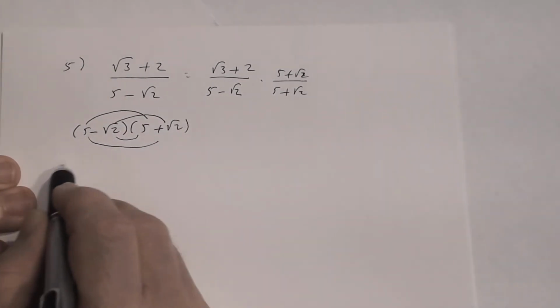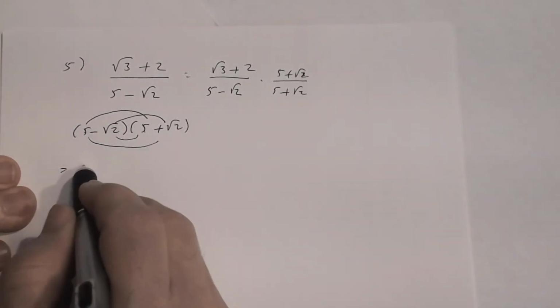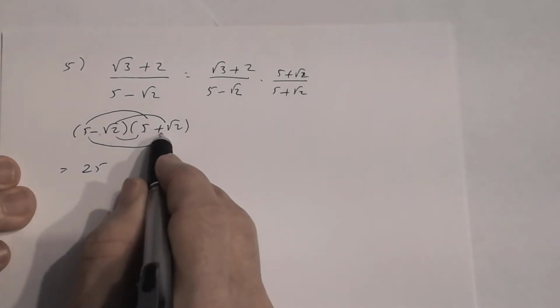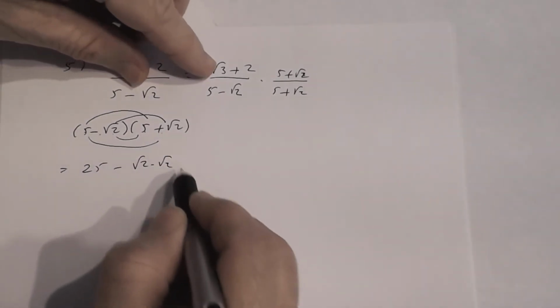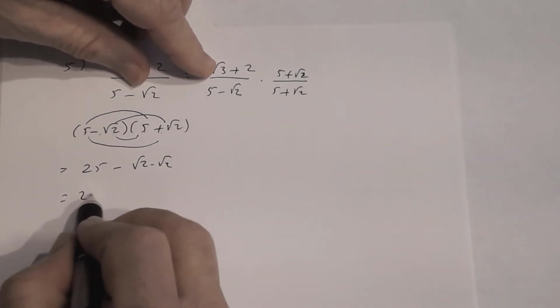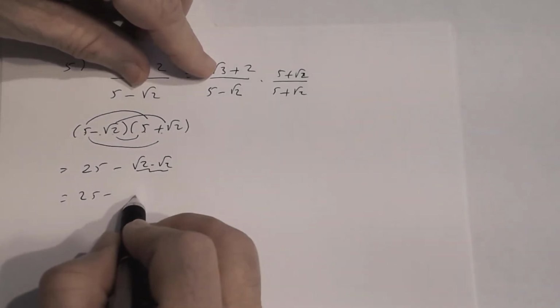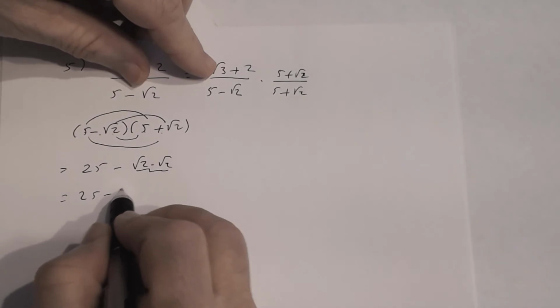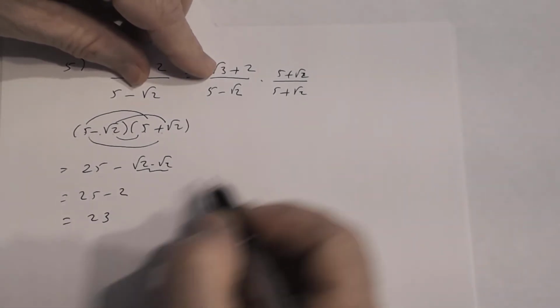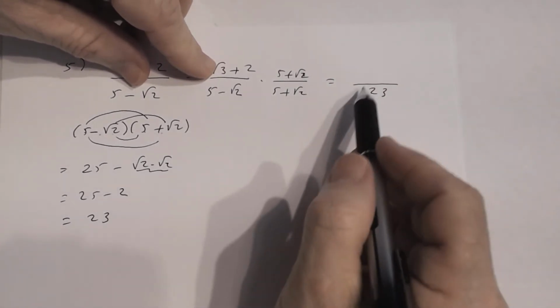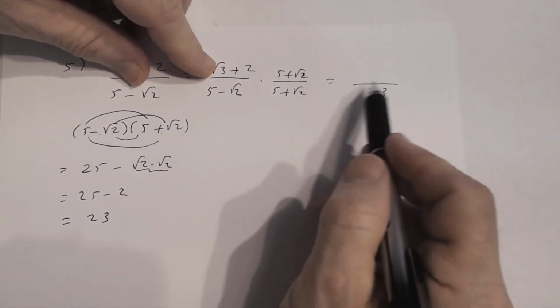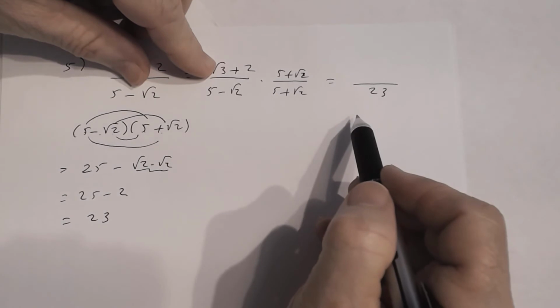So I get 5 times 5 is 25. A negative times a positive is a negative. And then the square root of 2 times the square root of 2. And so I get 25 minus, and that's going to be the square root of 2 times the square root of 2, which is the square root of 4, which is just 2. So I get 23. So that is my denominator. So notice I no longer have a square root in the denominator.